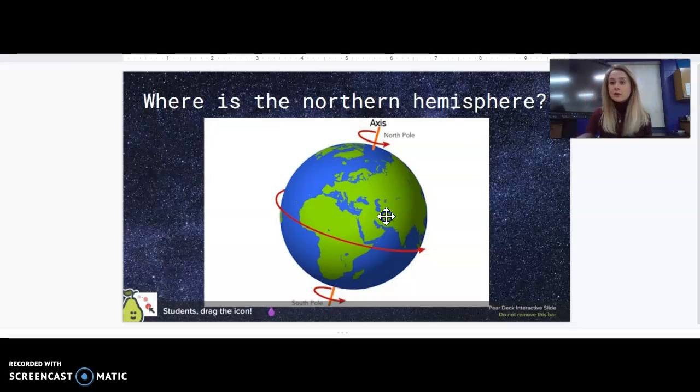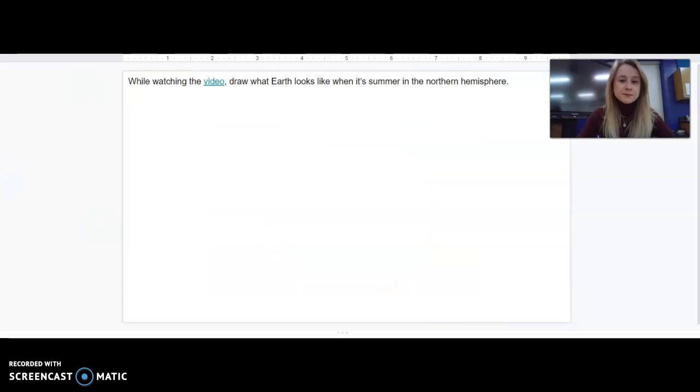In science class, we're going to really focus on the northern hemisphere because that's where we live and how we experience seasons. But seasons are flipped in the southern hemisphere. We'll talk about that in a minute. So again, this is the southern hemisphere.